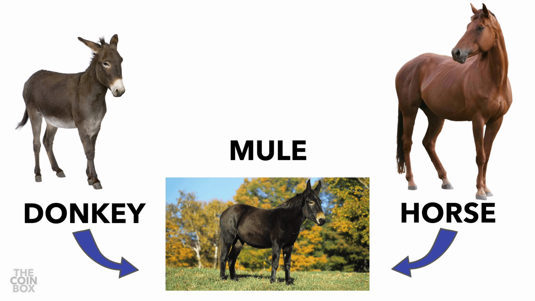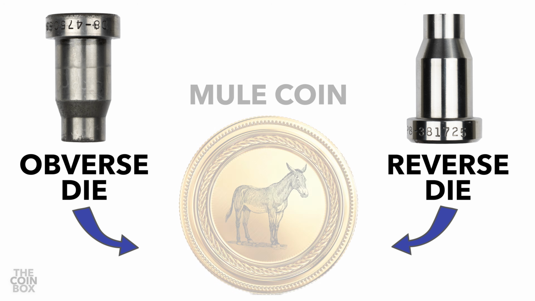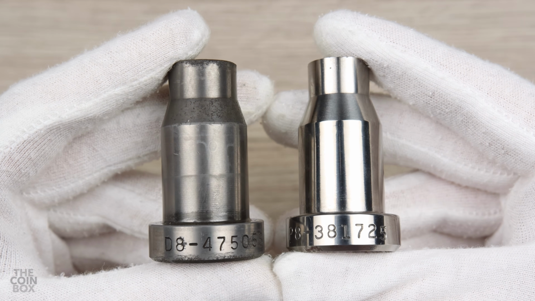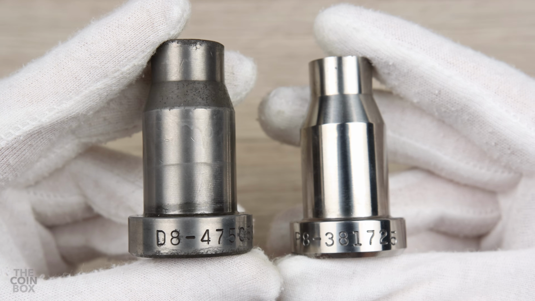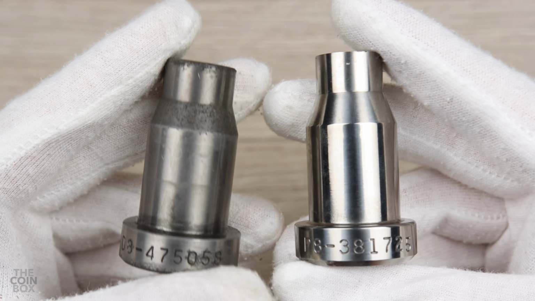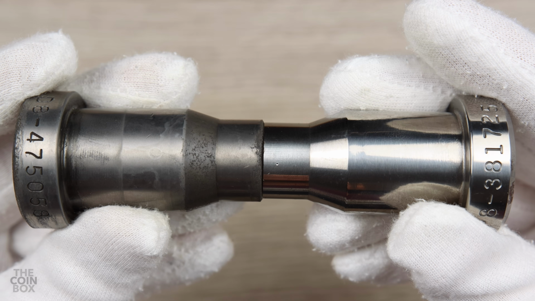So, much like the animal, a mule error comes about when two dies which were never intended to be paired together are used to produce a coin. Here I have two dies from the US Mint. This one is a Lincoln cent die, and this one is a Roosevelt dime die. These are obviously not intended to be used together, and you can see that they aren't even exactly the same size.